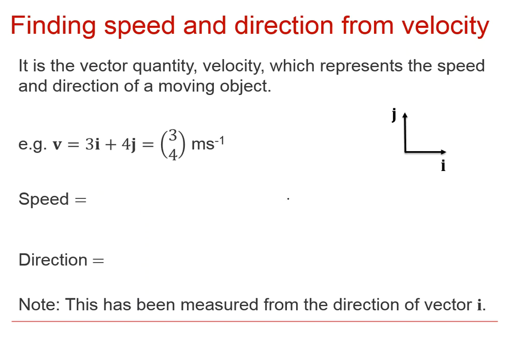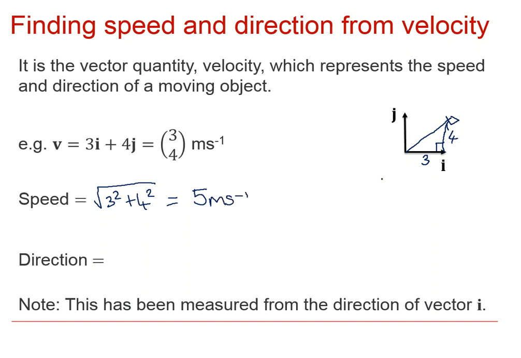So our speed is the magnitude of our vector. If we think of our vector here, 3, 4, it's going 3 in this direction and 4 in this direction. So the magnitude is here, which means the speed is going to be the square root of 3 squared plus 4 squared. So we're going to have a speed of 5 meters per second.